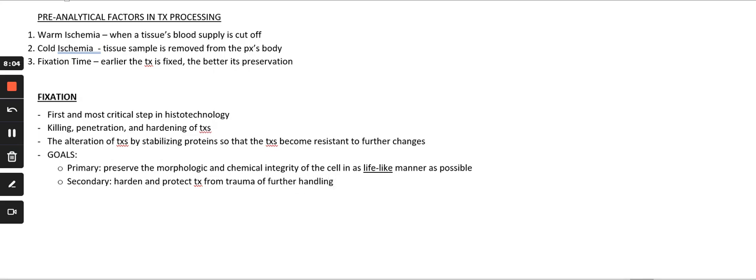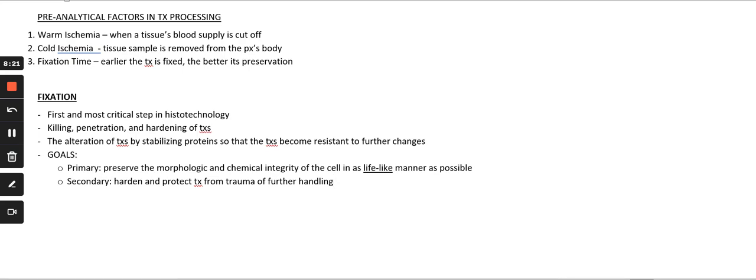Okay, so our secondary goal for our fixation is to harden and protect the tissue from trauma of further handling. Okay, so sana all no trauma, sana all protected. Right? So that's it.